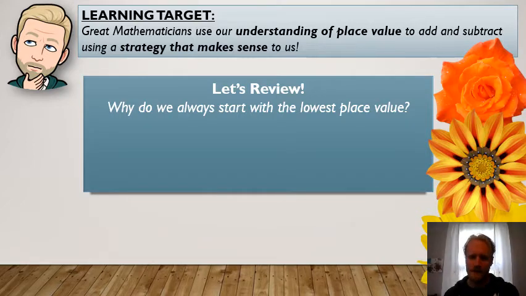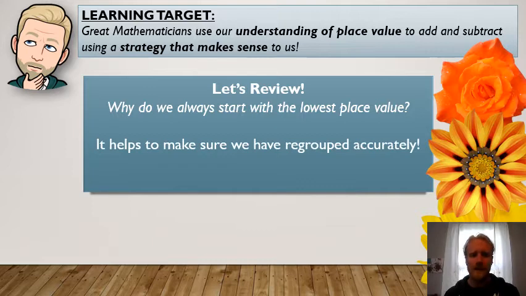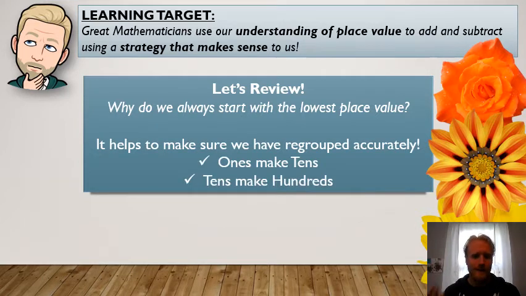Give you some minutes to think and answer. Yeah, so I'm hearing a lot of great things right now. More than anything, it helps us to make sure that we've regrouped accurately. For example, we know that 10 ones make a 10 and 10 tens make 100. So if we don't know how many ones there are, we don't know if we have to regroup to the tens place. If we don't know how many tens there are, we can't regroup into the hundreds place. So it's always important that we start with the lowest place value. And I'll give you an example for that today.